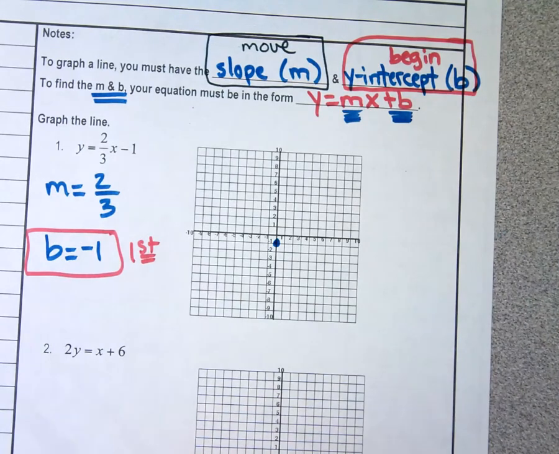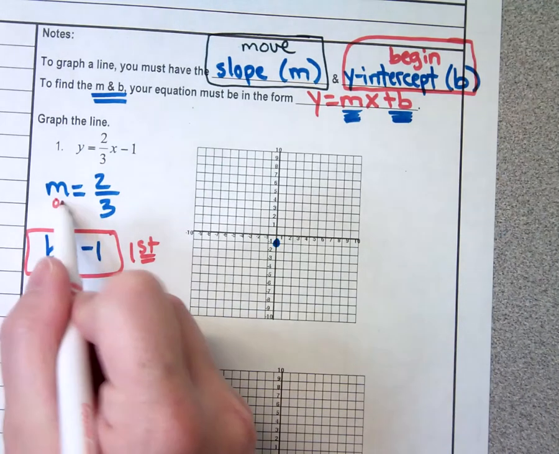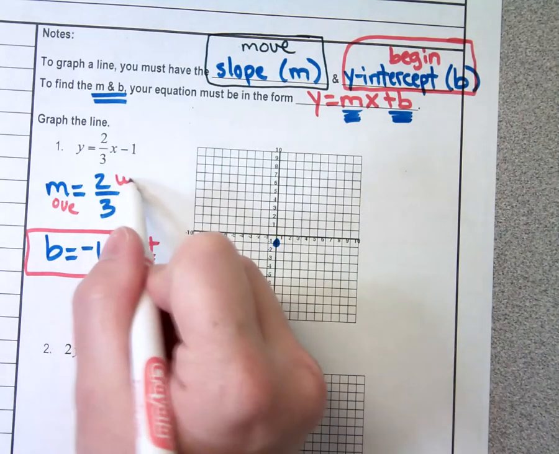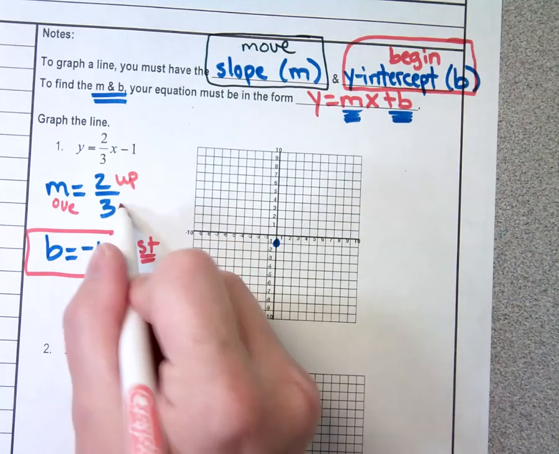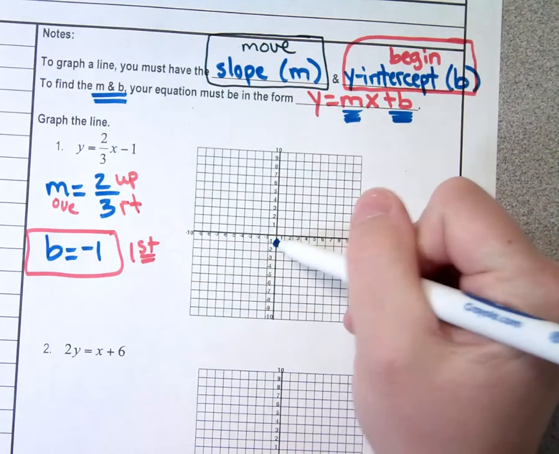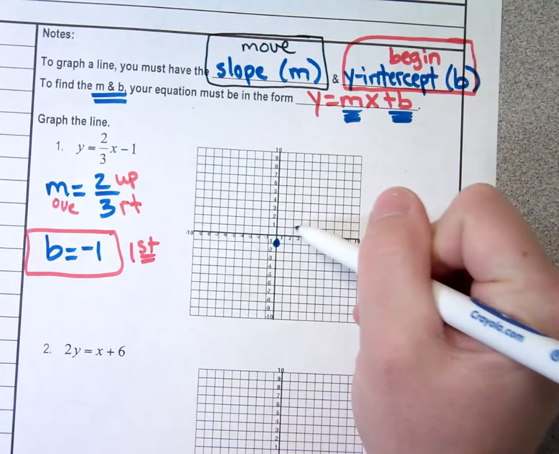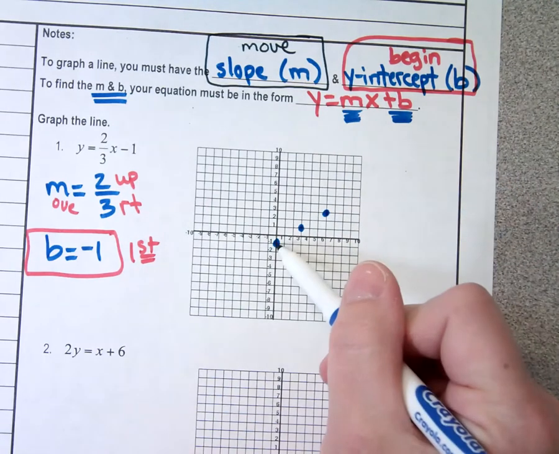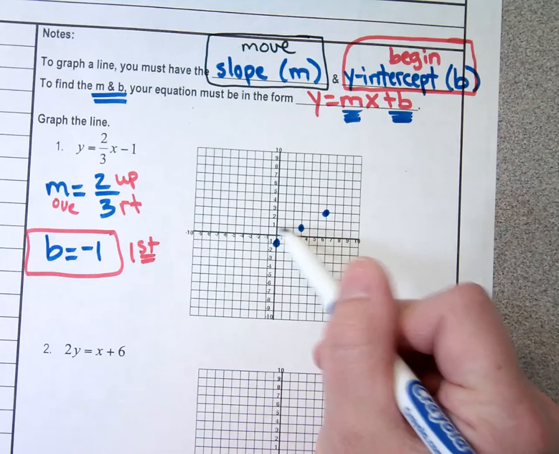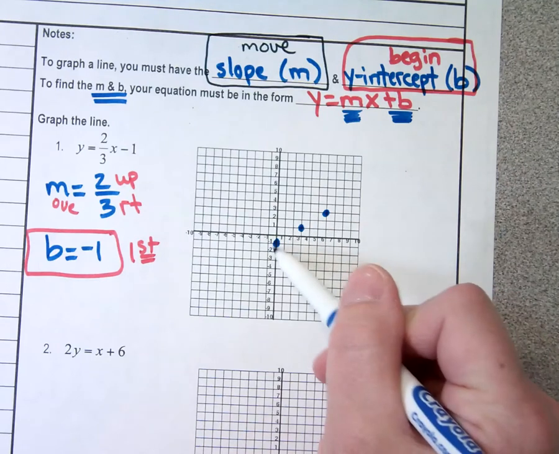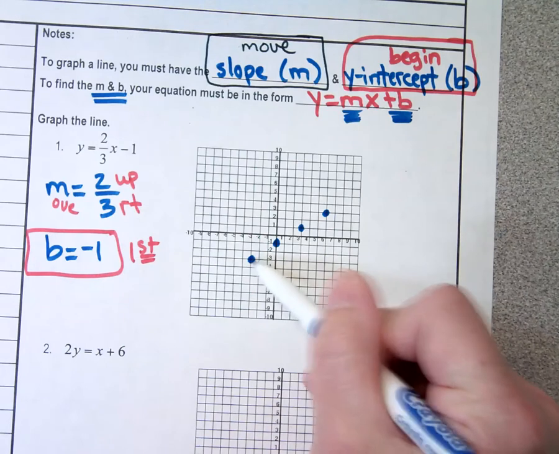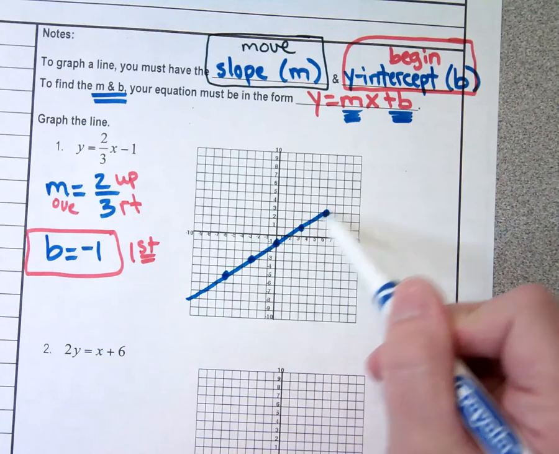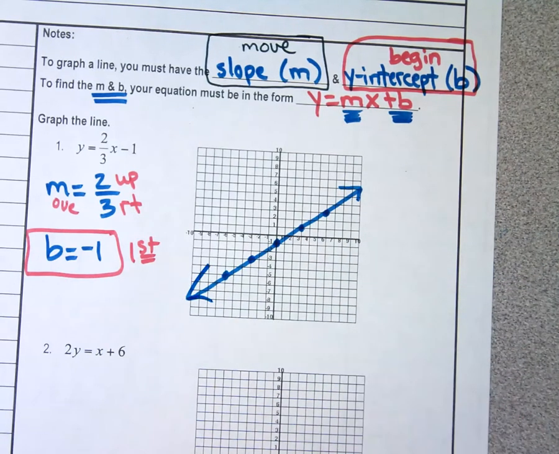And now I'm going to do my slope. Slope is how I move. So remember, slope is rise over run or fall over run. So since this is positive, I'm going to go up. And since the bottom number is positive, I'm going to go right. So from my y-intercept, I go up 2, right 3. Do it again. Up 2, right 3. I'm going to go reverse just to practice that. What would be reverse of up 2, right 3? Down 2, left 3. And then I have points, and I'm going to connect them with one nice straight line, and there is my graph.